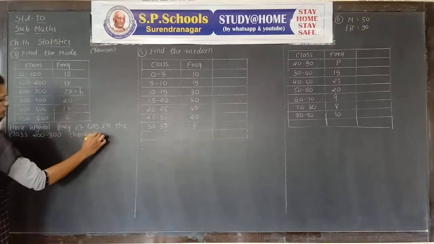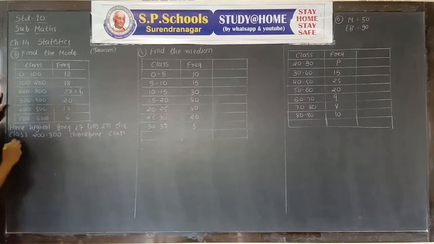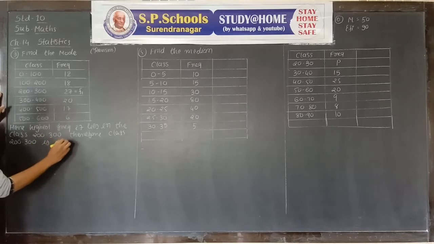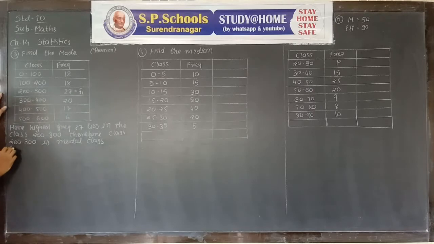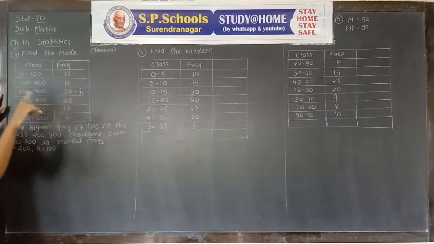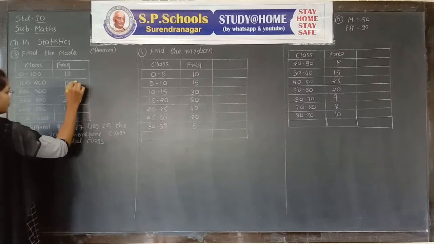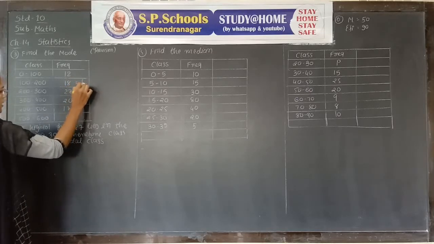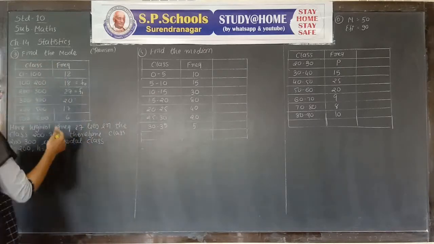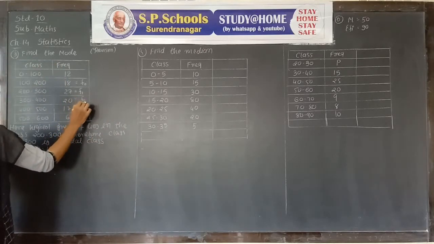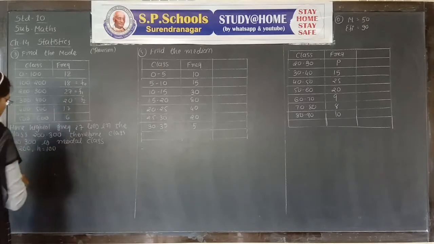Therefore, class 200 to 300 is the modal class. Lower limit of the modal class is 200. Class size H is equal to 100. 27, the highest frequency, is the frequency of the modal class F1. Its previous frequency is F0. Frequency of the class preceding the modal class, F0, is equal to 18, and frequency of the class succeeding the modal class, F2, is equal to 20.